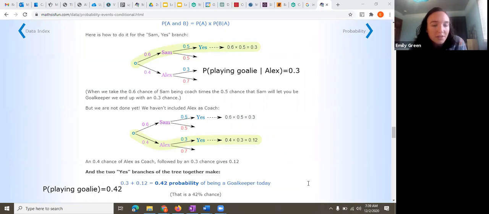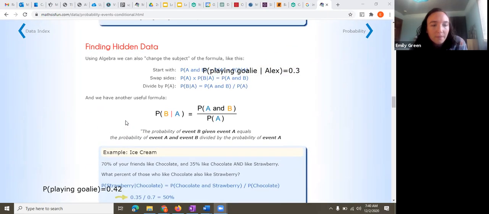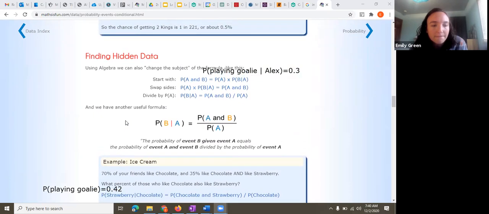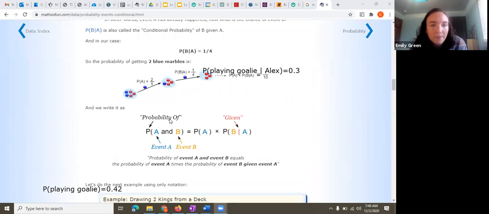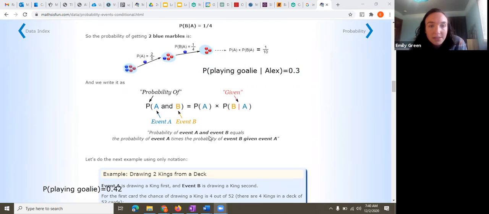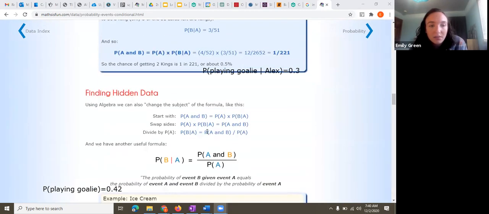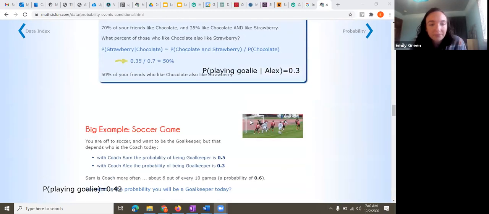So if we wanted to know, based on what we had up above, either one of these, probability of A and B, what's the probability that you play goalie and Alex is the coach? That's when we multiply together. This one is 0.12.